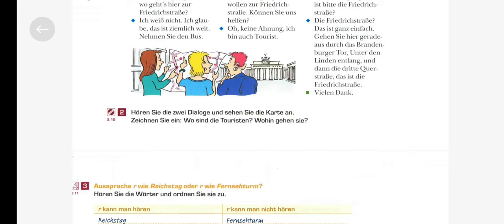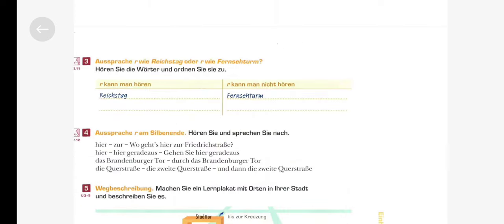Dialog 2. Entschuldigung, wo geht's denn hier zum Nikolaiviertel? Das ist nicht weit. Gehen Sie einfach hier über den Alexanderplatz bis zur Spandauer Straße. Links sehen Sie das Rote Rathaus. Gehen Sie einfach am Rathaus vorbei und Sie kommen direkt ins Nikolaiviertel. Viel Spaß! Vielen Dank!